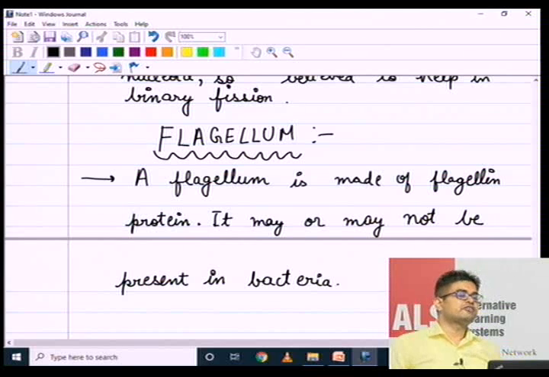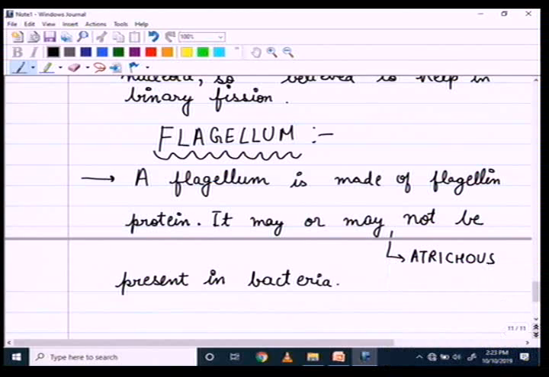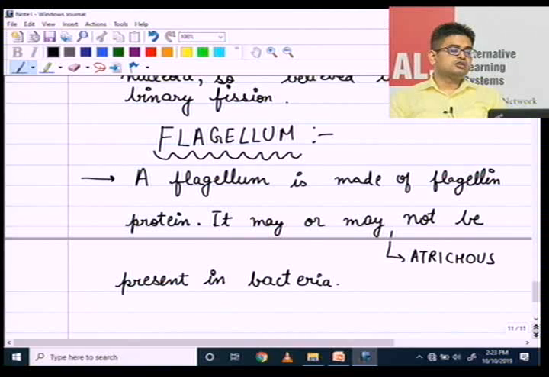Then we have many different types of flagella in bacteria. If it is not present, it is called atrichous. If it is present: monotrichous, a single flagellum; amphitrichous, two flagella on opposite sides; peritrichous, flagella on all sides; and lophotrichous, a bunch of flagella on one side. All these things we have covered in Kingdom Monera, so I am not going to discuss this again.